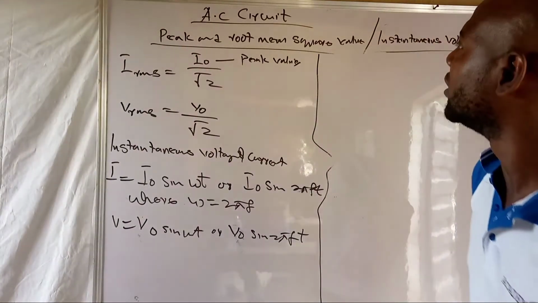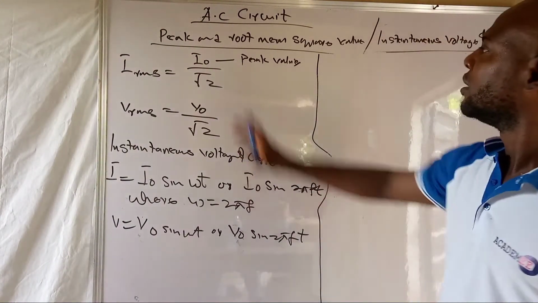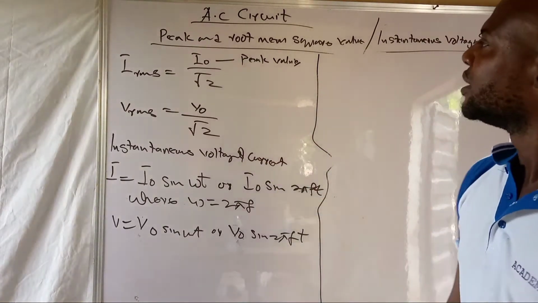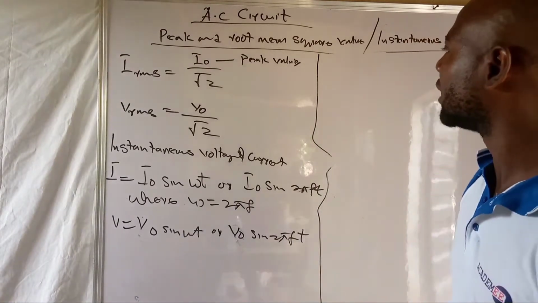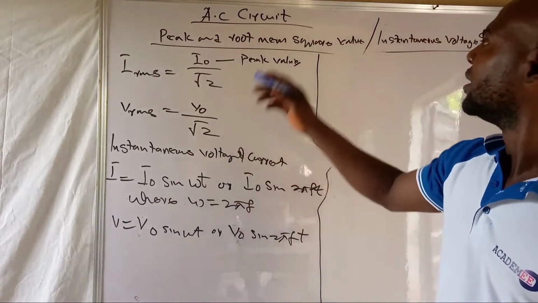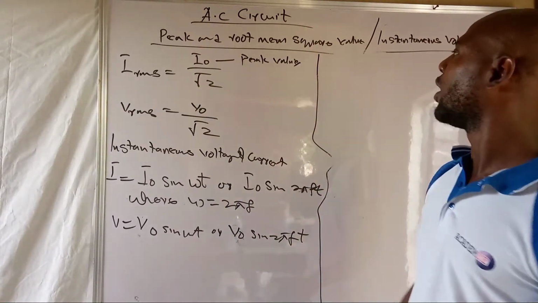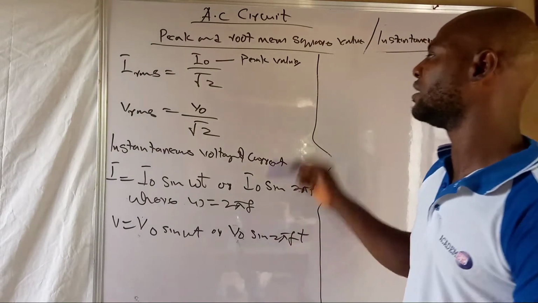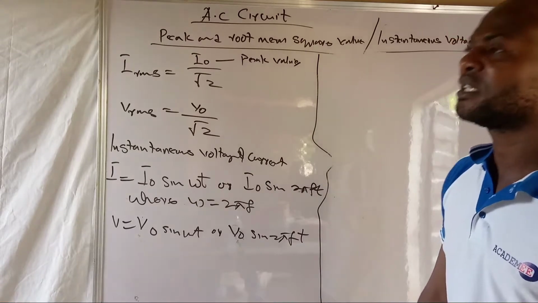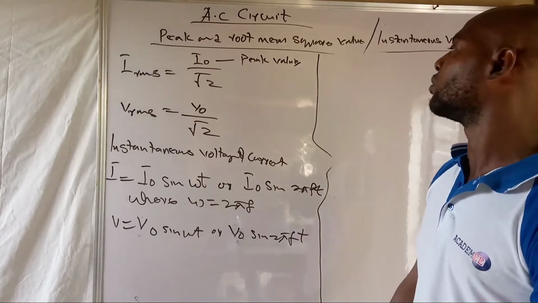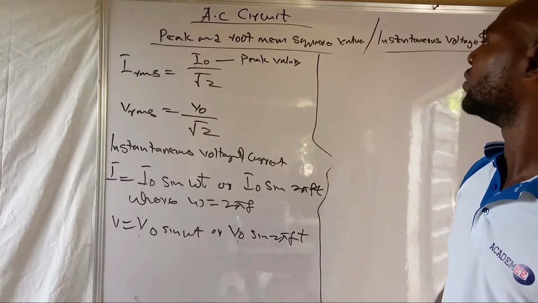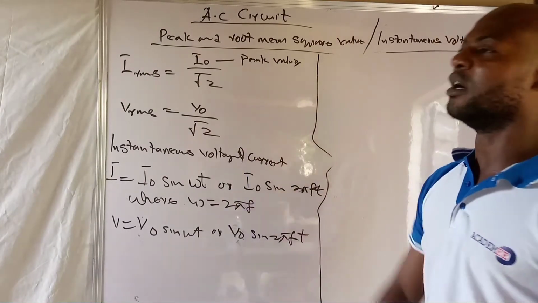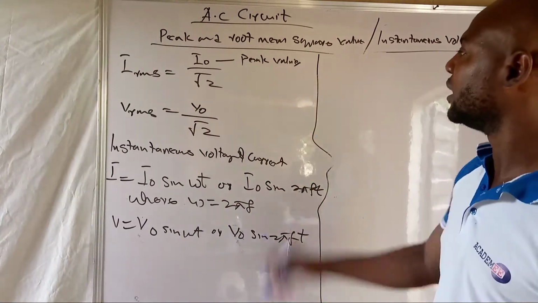Thank you. Let us educate ourselves on the topic AC circuit, titled peak and root mean square. Peak means the maximum value of current in an AC circuit, while root mean square means the same effect of current in a DC circuit as the AC circuit. That is, if an AC circuit is not used and you are using a DC circuit, root mean square has the same effect on DC as that of the AC circuit.